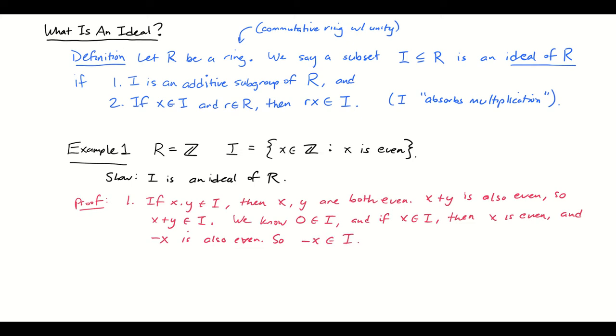Okay, now I probably could have done that more efficiently. I probably could have done a one-step subgroup test, but that's a little more thorough here. So I've proven that I is closed under addition. It contains the identity. It contains the inverse of each of its elements. So I is a subgroup under addition, of course. Okay, great. What about number 2? What about absorption of multiplication? Well, let's suppose x belongs to I, and r is any element of my ring, so any element of the integers.